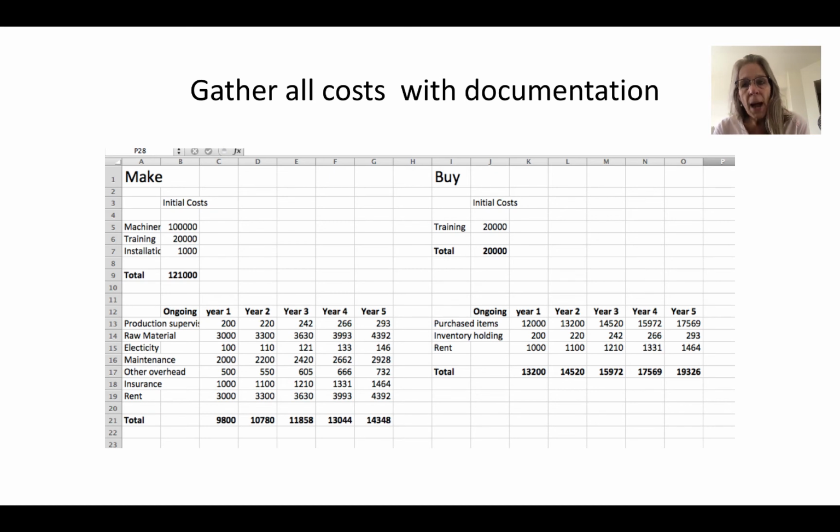Now we look at the buying. There's going to be training associated with buying too, but we also are going to have the cost of purchasing the items. So instead of the raw material and the labor costs of making it, we're going to have the cost of purchasing it. We also have a cost of holding inventory and possibly more space in the warehouse, so we'll need to have higher rents. I've laid out all these costs, both initial and ongoing costs.